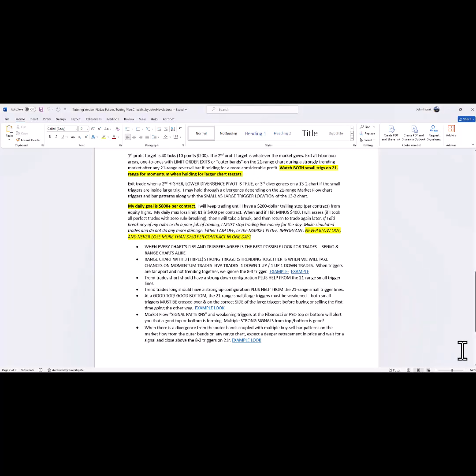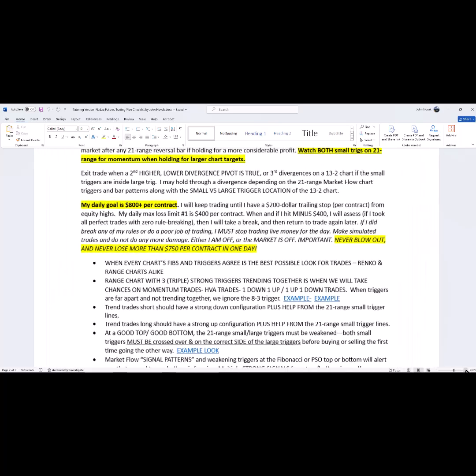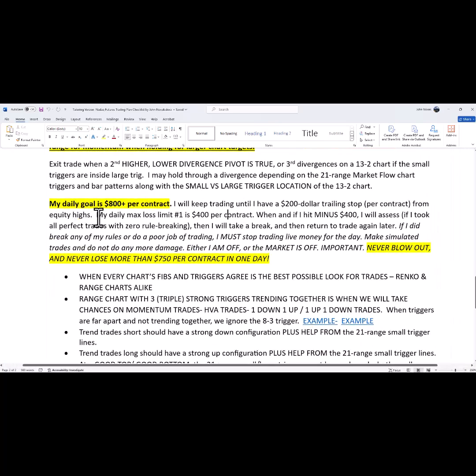The other flip side of that is, let's say things go really badly right off the bat, and I lose $400 a contract. What should happen is you stop trading at minus 400, and then you have to assess whether or not you were taking perfect trades without breaking any rules or doing anything stupid. You can say stupid, it's okay. Because usually it's doing something stupid that gets you down $400 a contract. Or something against what the indicators say. That's probably a better way of saying it. But anyway.